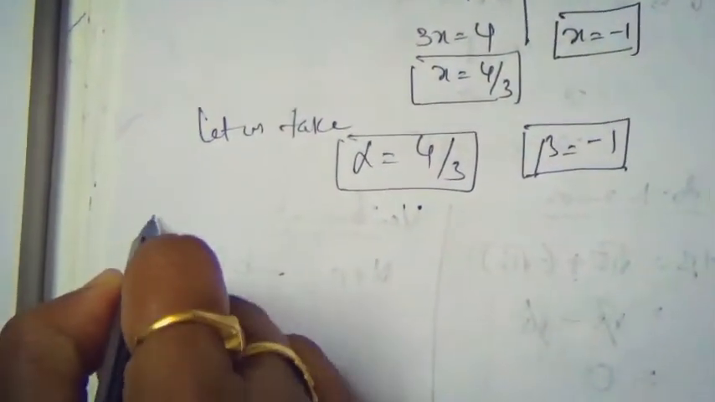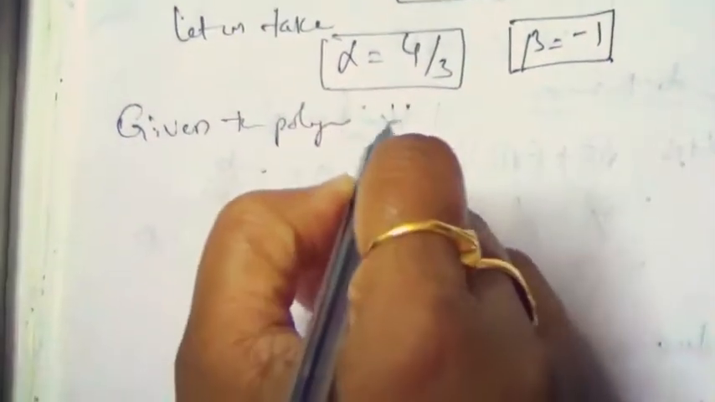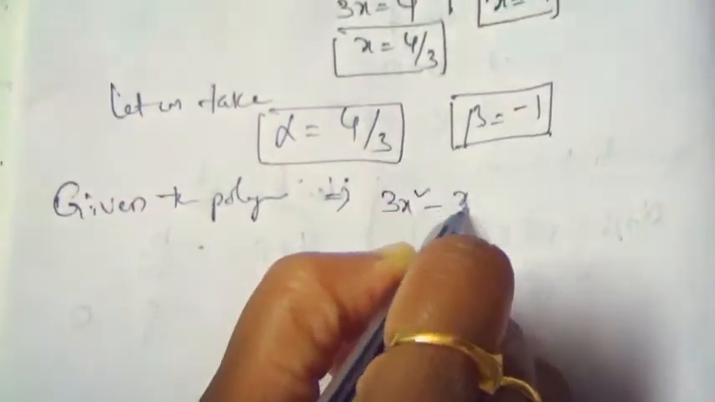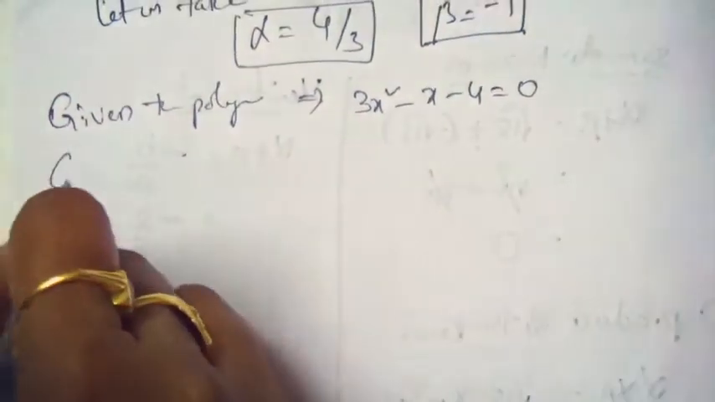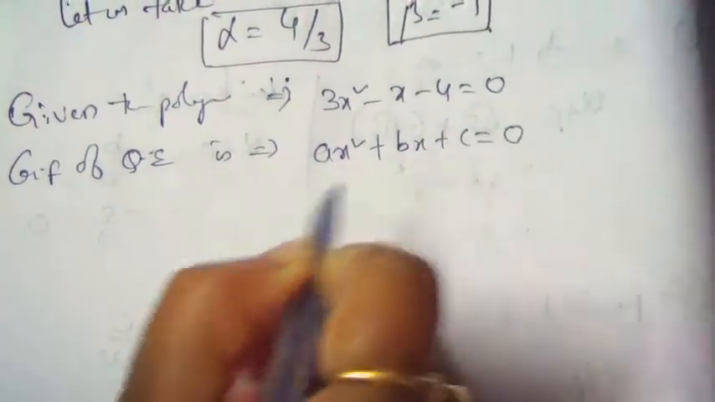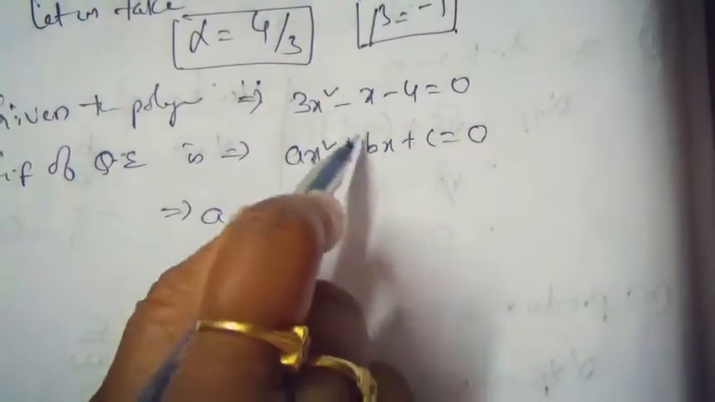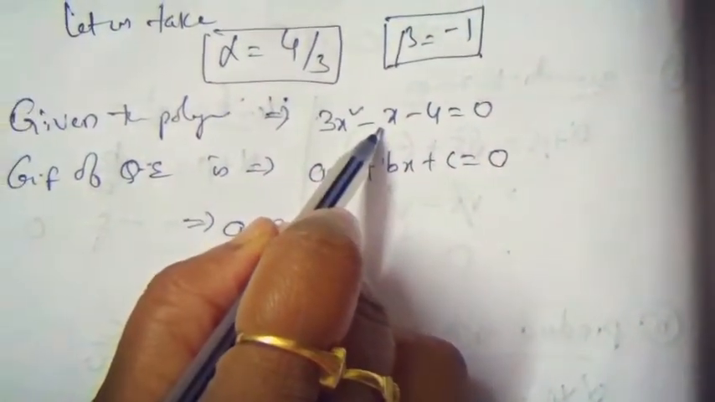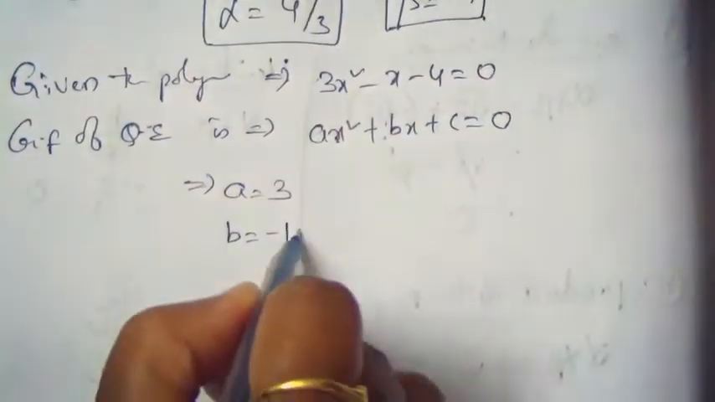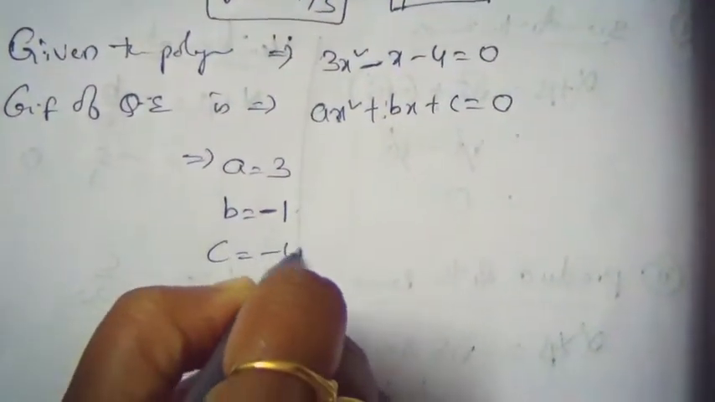And first of all we have to check this with the general form. The given polynomial is 3x square minus x minus 4 is equal to 0. So the general form of a quadratic equation is ax square plus bx plus c is equal to 0. In the place of a, what is there? a is equal to 3, b is equal to minus 1. If nothing is there in front of this x term, we have to imagine that b value as 1, minus 1. Minus sign is there, c is equal to minus 4. So by the verification we have to check the relationships.